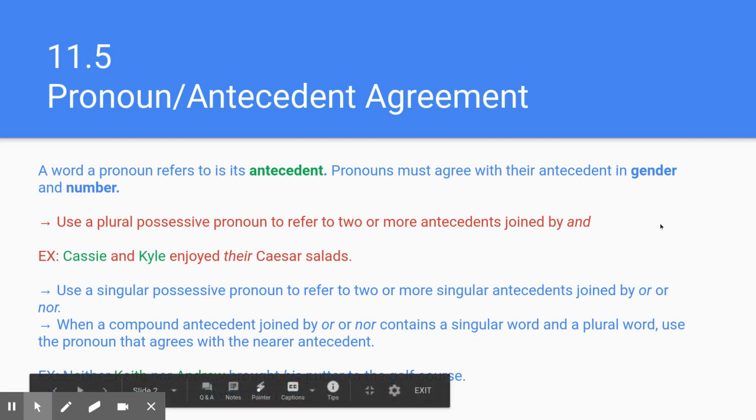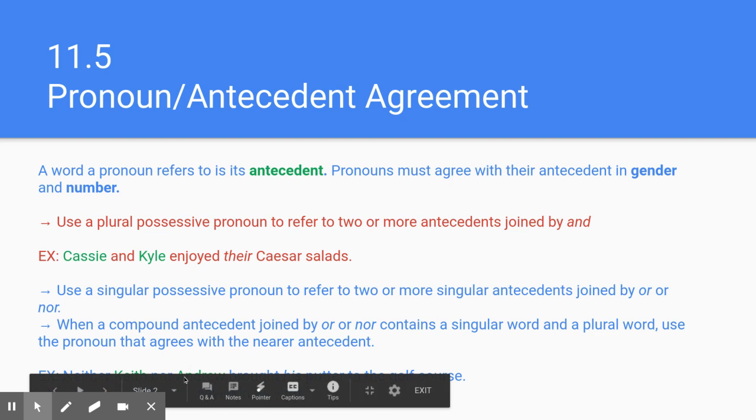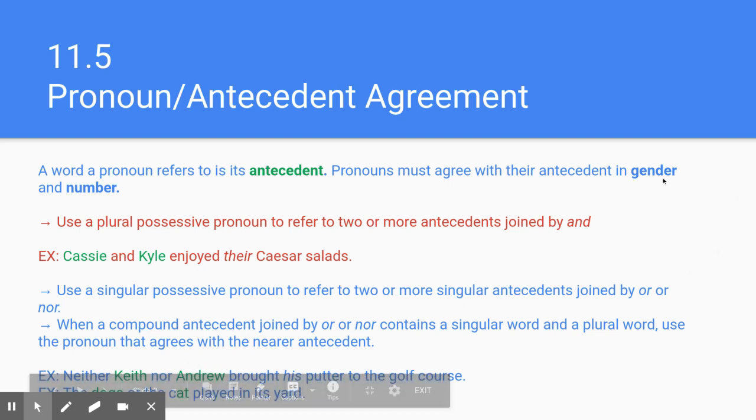Or and nor sometimes throw people off. So with or nor, you're only referring to one of those groups. So in this case, neither Keith nor Andrew brought his putter to the golf course. If there is an or or a nor, always assume you are referring to the subject closest to the verb. So in this case, it's referring to Andrew. So Andrew brought his putter, right? Andrew is a singular male. So that's why it's his.